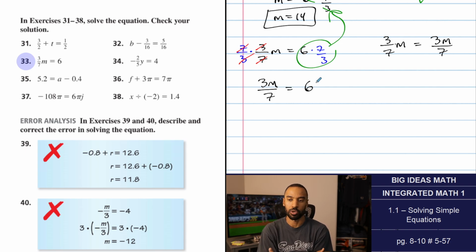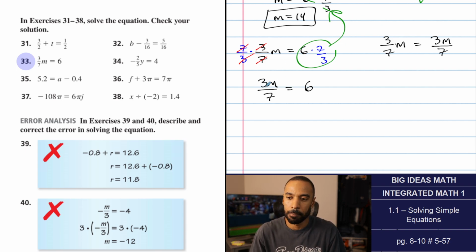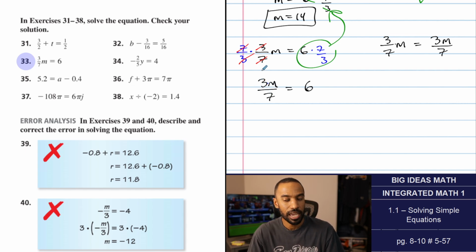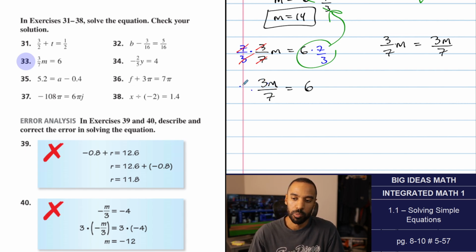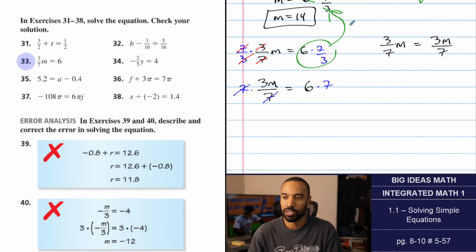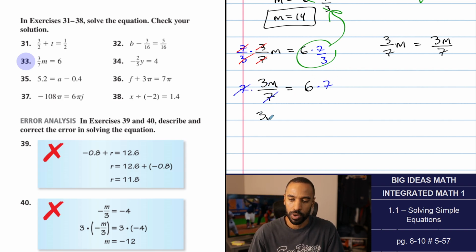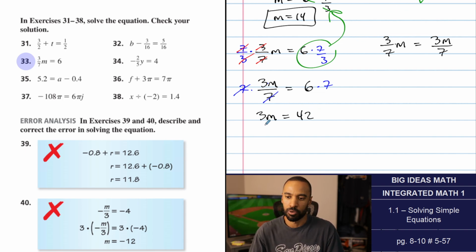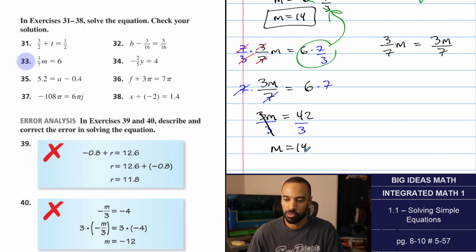Or one, depending on how you want to write it, but you could do one thing at a time. If m is multiplying by 3 and dividing by 7, take care of one of them at a time. We could multiply both sides by 7 to begin with, if you really wanted to. That 7 divided by 7 is gone. Now you have 3m. 6 times 7 is 42, and then divide both sides by 3 afterward, and you'll notice that you get right where you want it to be the entire time. 42 divided by 3 still gives you that 14.